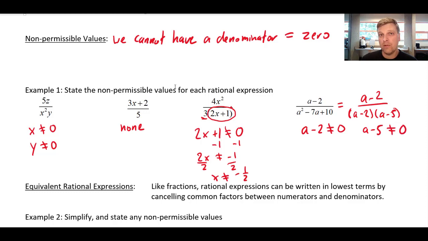And I can solve both of those to find my non-permissible values. So essentially, a cannot equal 2, and it also cannot equal positive 5. So to find the non-permissible values, you're going to figure out if there's anything in the denominator that could equal 0, and that tells you the value that's not allowed to happen.